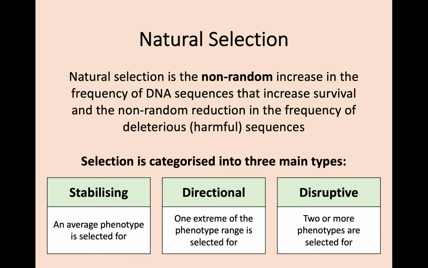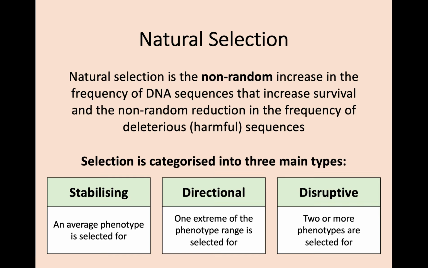So what we're going to look at to start off with is natural selection. You should hopefully remember natural selection, the idea of survival of the fittest by selecting for advantageous genetics or genes, from National 5. We're going to go into a bit more detail here, looking at 3 different forms of natural selection. But first of all, natural selection is the non-random, so the chosen, increase in the frequency of DNA sequences that increase survival, and the non-random reduction in the frequency of deleterious or harmful sequences.